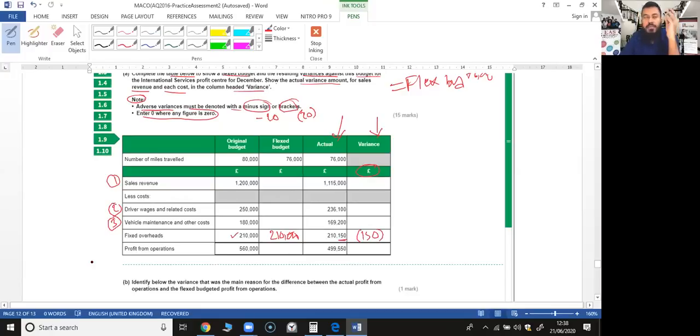How do you do the flexible budget? We just do 1,200 divided by 80,000 times by 76,000, and you get your answer here. Can you please do it? 1,200,000, remember, we're going to add 000 later. 1,200 divided by 80,000 times by 76,000. Do some calculation, please. 1140, I found it. Then 000. Thank you, Nadia.